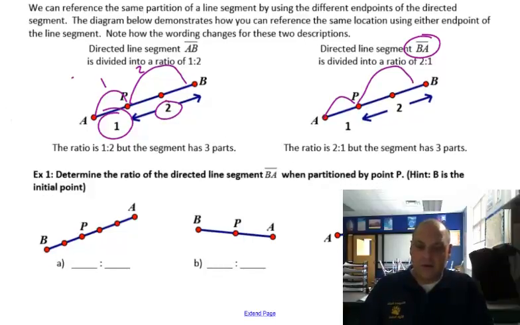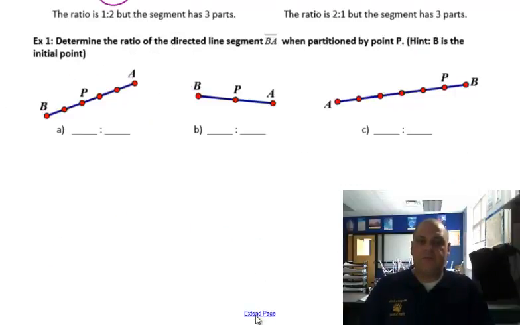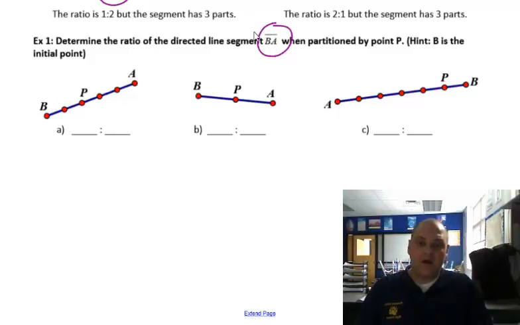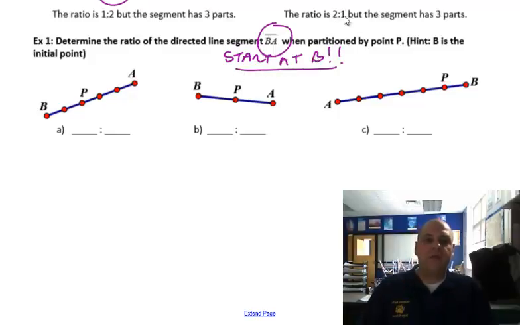I just want to go down a little bit here. All right, so determine the ratio of the directed line segment BA. See how it says BA? That means B going to A. Start at B. All right, write that down. Start at B. Very important that you start at B.